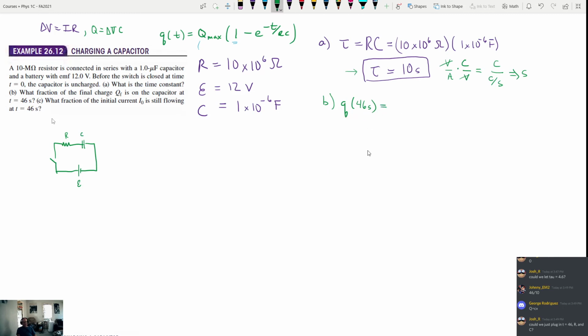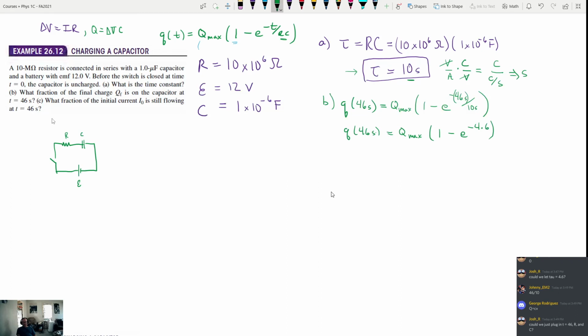So Q at 46 seconds should be equal to Q max multiplied by 1 minus e. If we plug in 46 seconds, it'll be negative 46 divided by R times C, okay? But we already calculated that R times C was equal to 10 seconds, so I'm just going to divide by 10 seconds right here. All right, so we basically get that Q at 46 seconds is equal to Q max times 1 minus e to the negative 4.6, right?